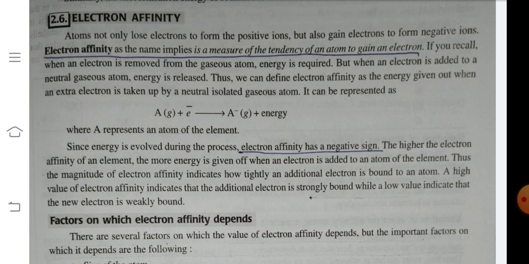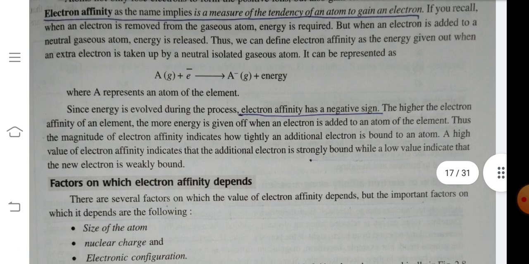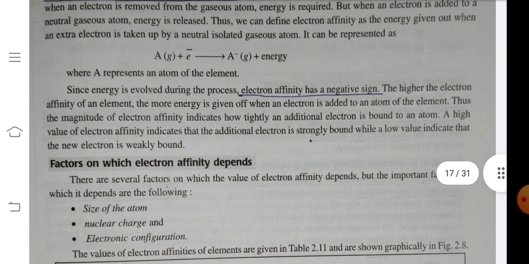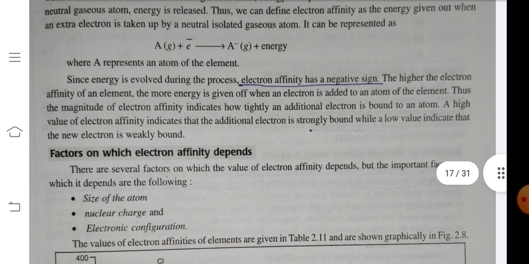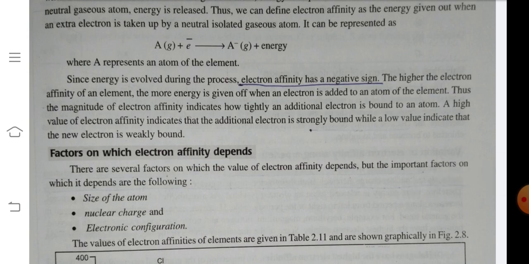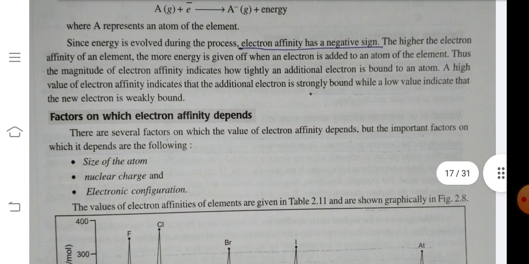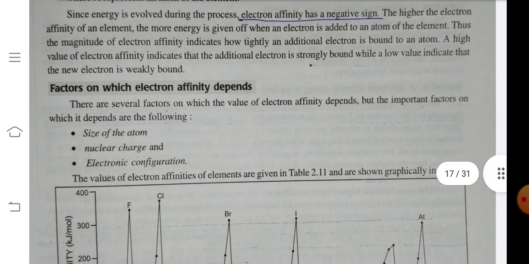Thus we can define electron affinity as the energy given out when an extra electron is taken up by a neutral isolated gaseous atom. It can be represented as A plus electron gives A negative plus energy, where A represents an atom of the element. Since energy is evolved during the process, electron affinity has a negative sign. The higher the electron affinity of an element, the more energy is given off when an electron is added to an atom of the element.